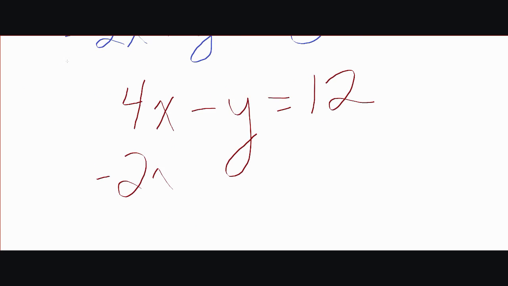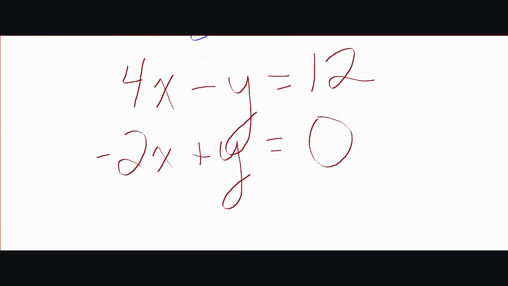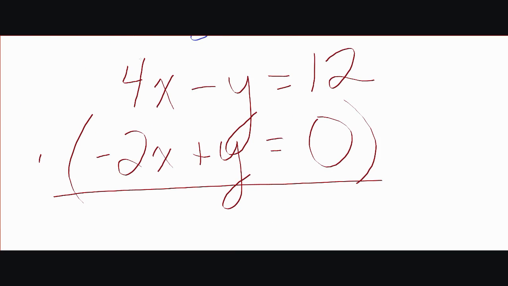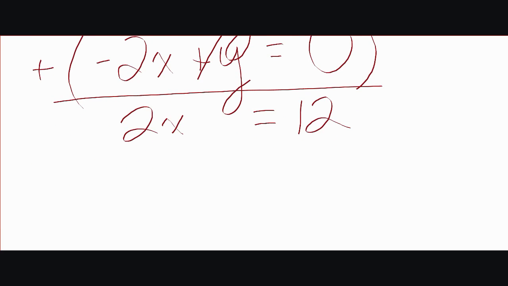So let's rewrite this. 4x minus y is equal to 12, and then we had negative 2x plus y is equal to 0. That's what we had after we multiplied both sides by negative 1. Now that we've changed the signs, when I combine these equations together, what do I have? 4x minus 2x is 2x. Negative y plus y, there's that cancellation, 0. That's equal to 12 plus 0, which is 12. Now, nice and pretty, I have 2x is equal to 12. I can divide both sides by 2, and I'm left with x is equal to 6.